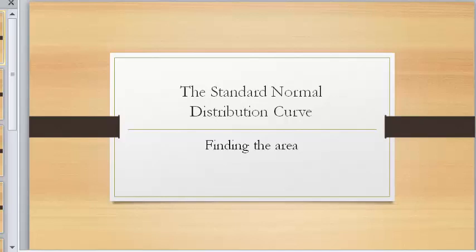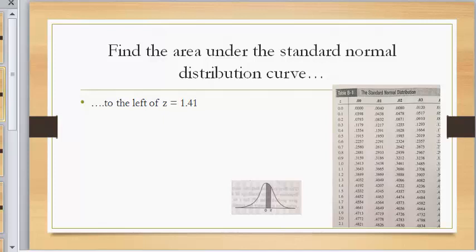So we're going to continue looking at some other examples for finding the area under the standard normal distribution curve. So our next example asks us to find the area under the standard normal distribution curve to the left of z is equal to 1.41. So again, let's begin by drawing a picture of our curve.